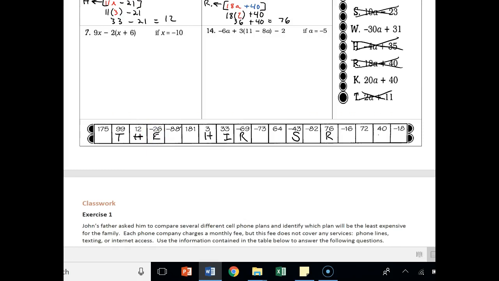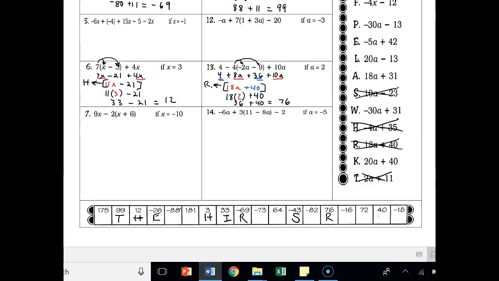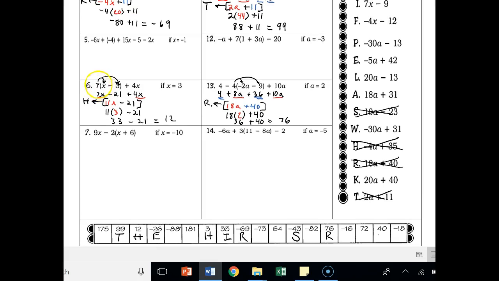All right, let's do another one. Number 7. This is an interesting one because I haven't taught you this yet, but we're going to use the distributive property. Let me show you what it looks like first. Look at number 6. 7 times x is 7x, and then 7 times -3 is -21. Then plus 4x, and then you just combine like terms. So what you're going to do is you're going to multiply the coefficient right next to the parentheses by both terms inside. So let's try 7.